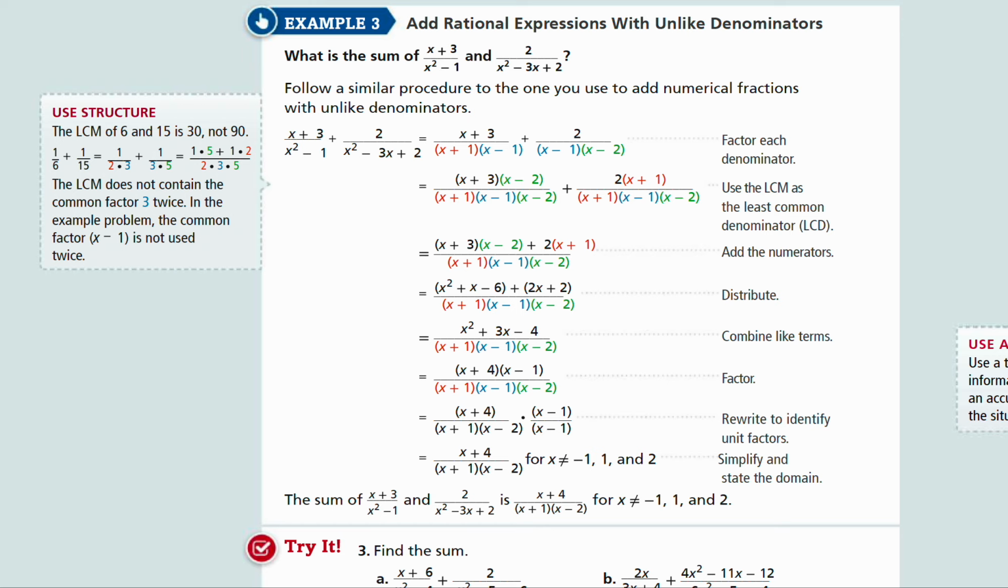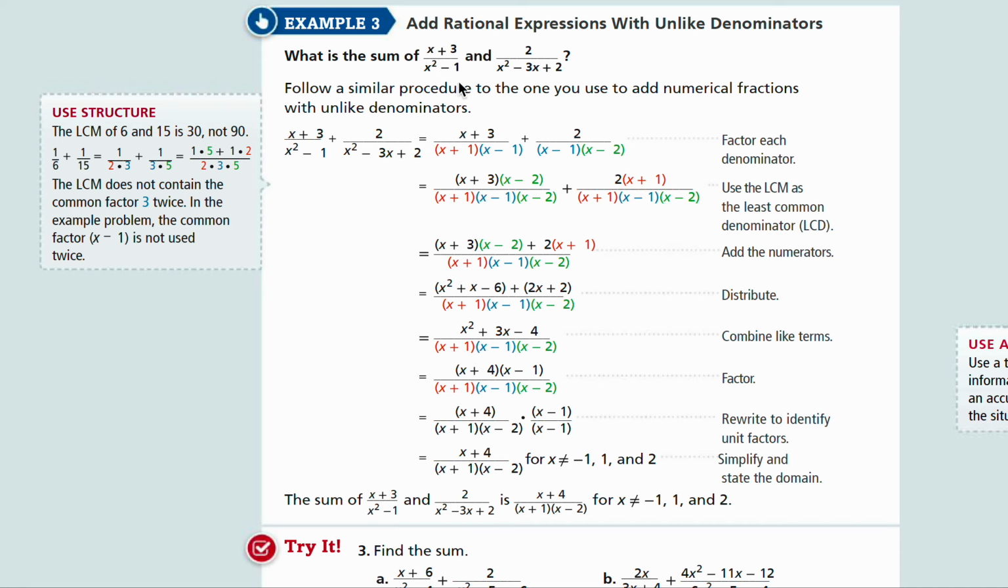Okay, let's continue with lesson 4-1, example 3, add rational expressions with unlike denominators. What is the sum of x plus 3 over x squared minus 1 and 2 over x squared minus 3x plus 2? So now we have learned how to find the LCM of polynomials. We're going to use that to add rational expressions.